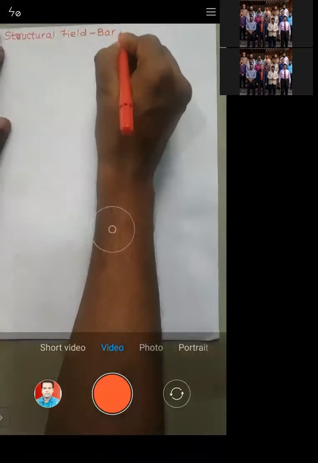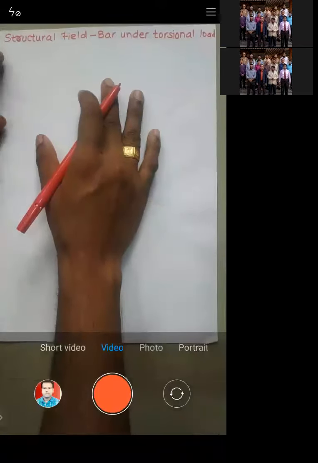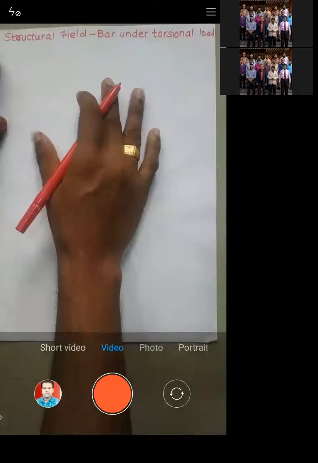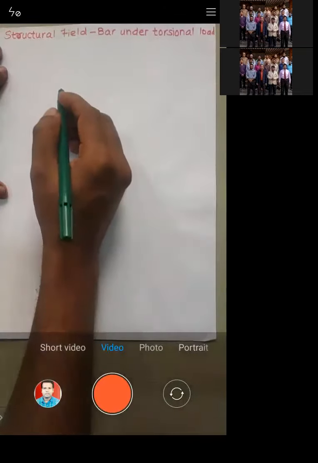Where we have a bar under torsional load. So in today's session we'll be solving the problem in the structural field where we have a bar under torsional load. Let's consider this problem.